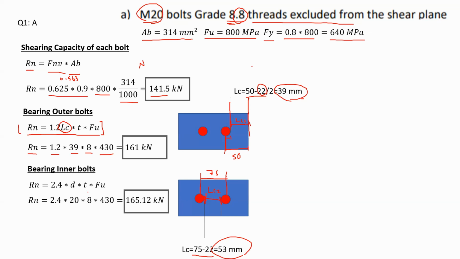Now I have to consider also the other capacity for the inner bolts. So we might have excessive deformation, and that is something we do not want. Therefore, I have to consider the equation in here. Rn is equal to 2.4 multiplied by the diameter of the bolt, multiplied by the thickness of the plate, and lastly multiplied by F ultimate for the plate. So substituting the values we have 2.4 multiplied by 20, again, that's the size of the bolt, multiplied by 8, the thickness of the plate, and lastly 430 is the F ultimate for the plate.